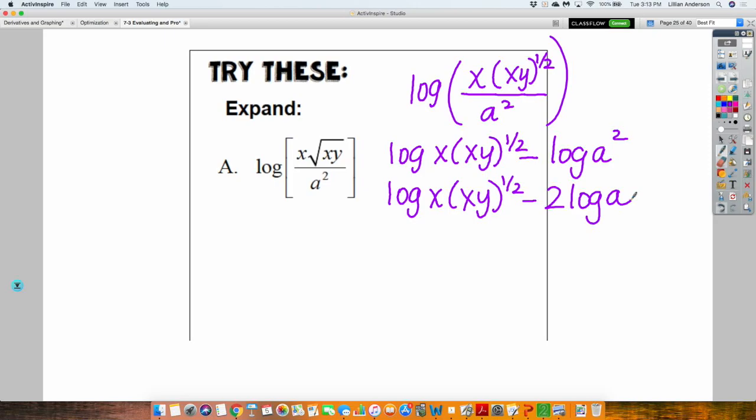Not yet. Before I can use power with that 1/2, I have to use another rule. Abby? If you're going to do them all at the same time, it's going to be kind of a lot. I'm going to break it up a little bit, okay? Just for those who might still be having some difficulty. This is x times xy to the 1/2. So split that one up first.